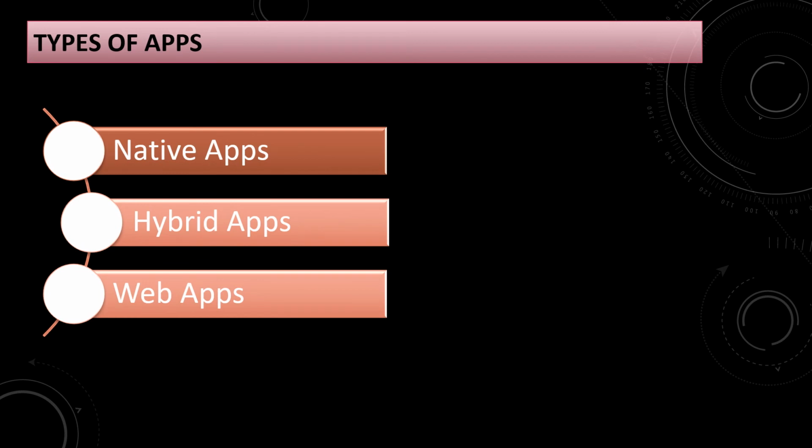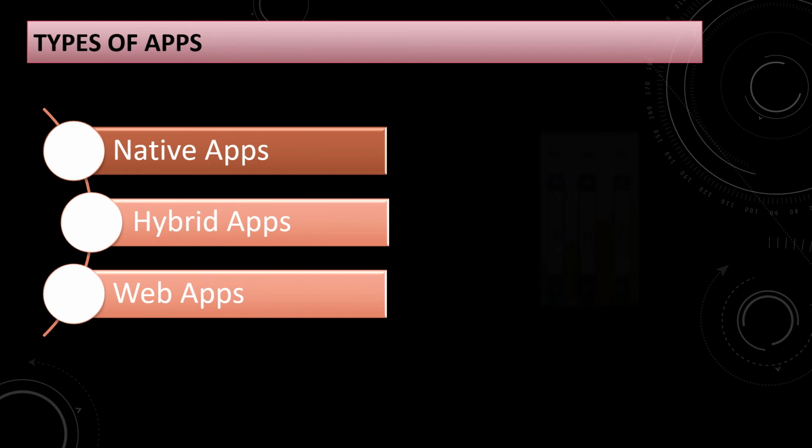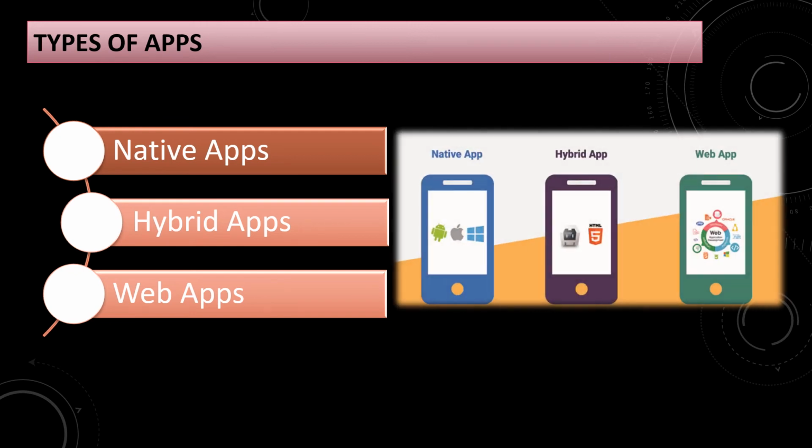Now we will be discussing different types of apps. We are going to discuss basically three types of apps, that are native apps, hybrid apps and web apps.